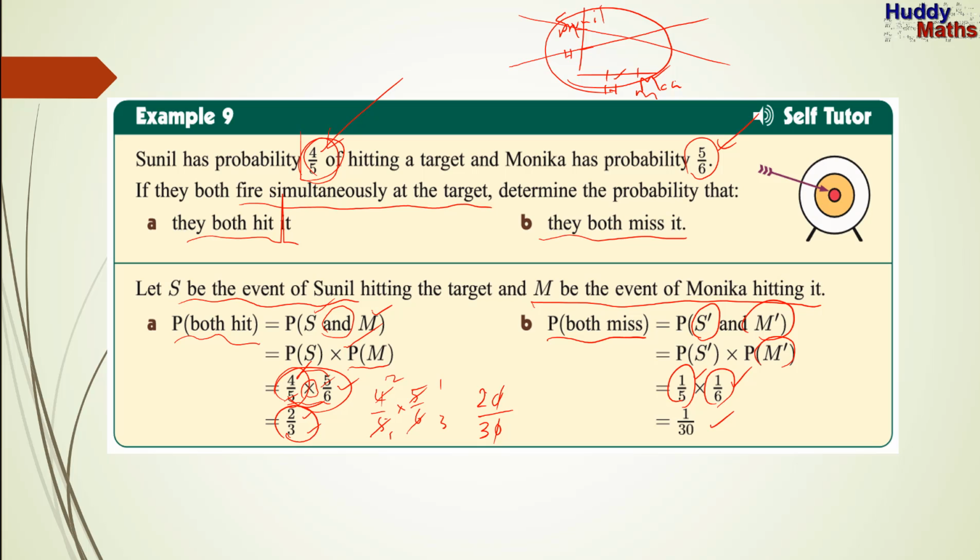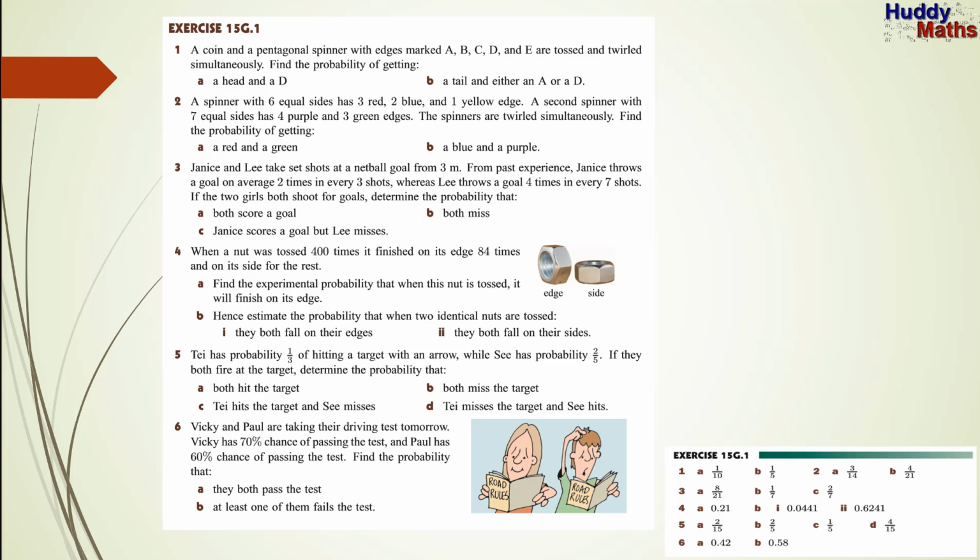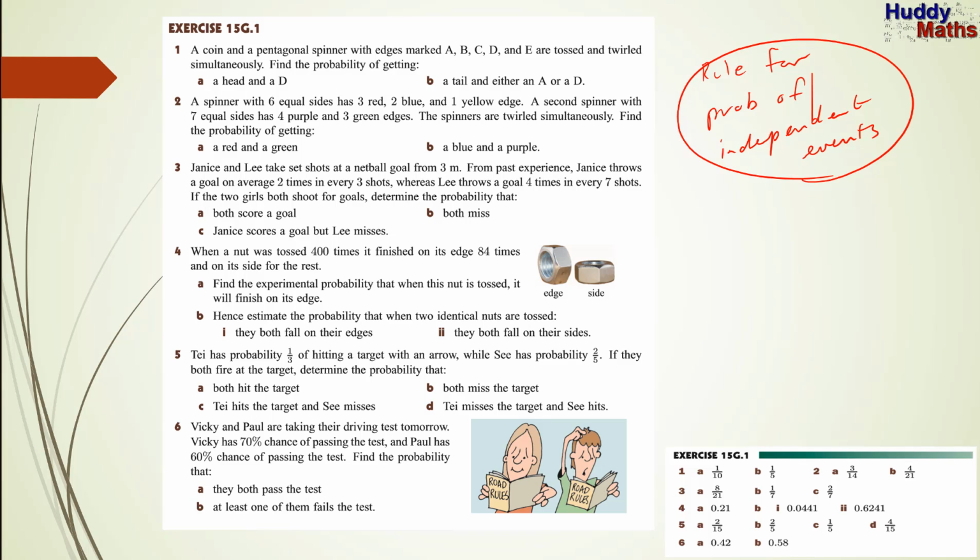So the rule will help us overcome that. Let's have a look at some problems for you. So we want to use the rule now, the rule for the probability of independent events. Okay, so we're not going to draw or list the sample space. We're going to use the rule, and the rule is the probability of A and B is equal to the probability of the two events separately and times.